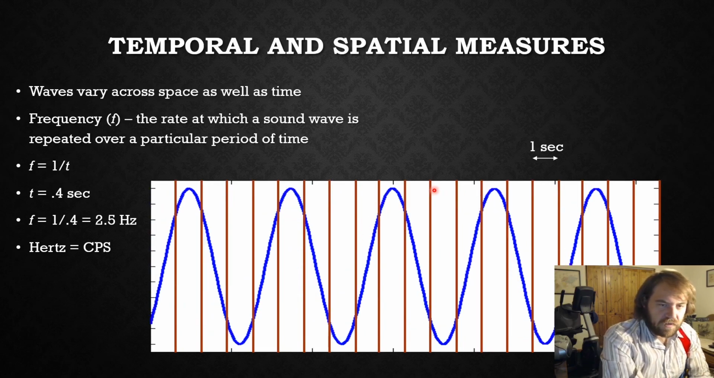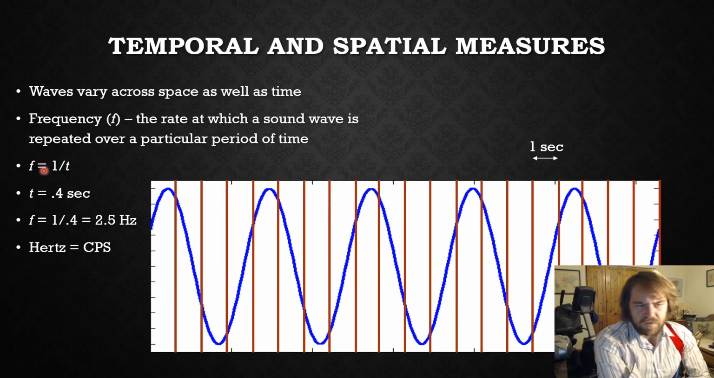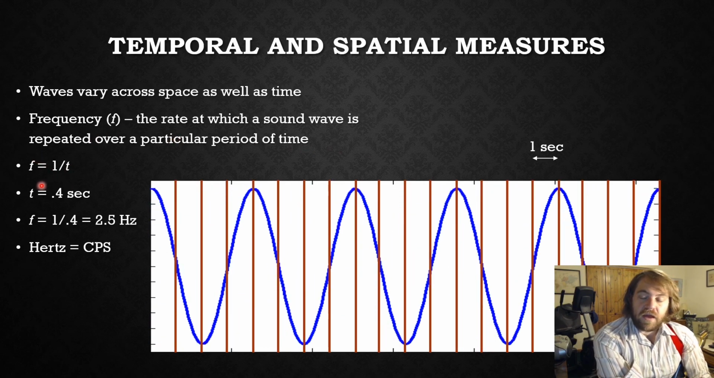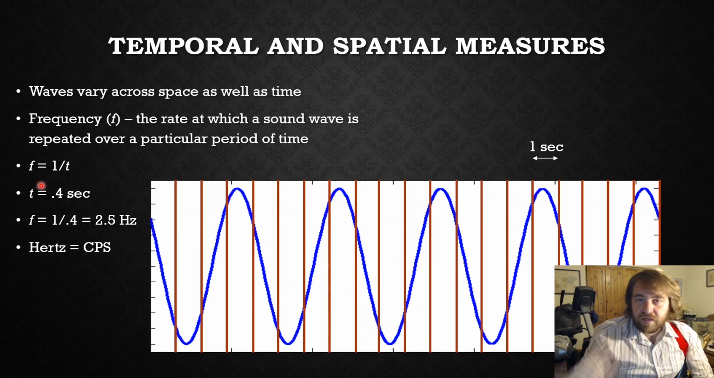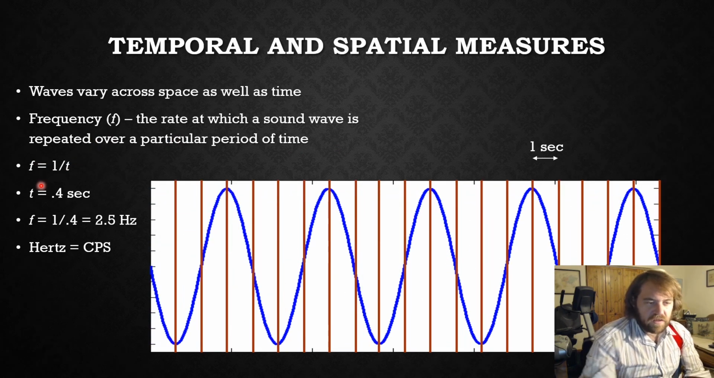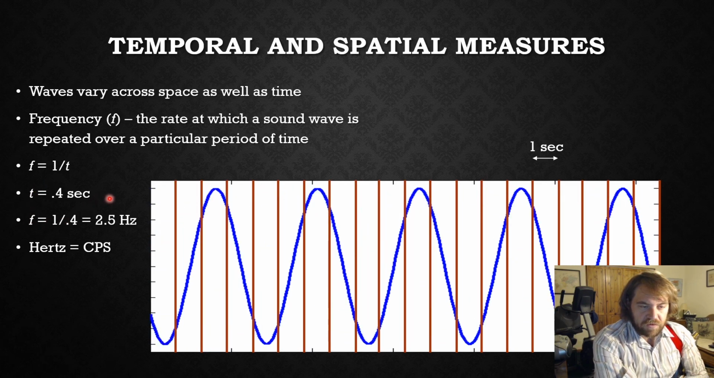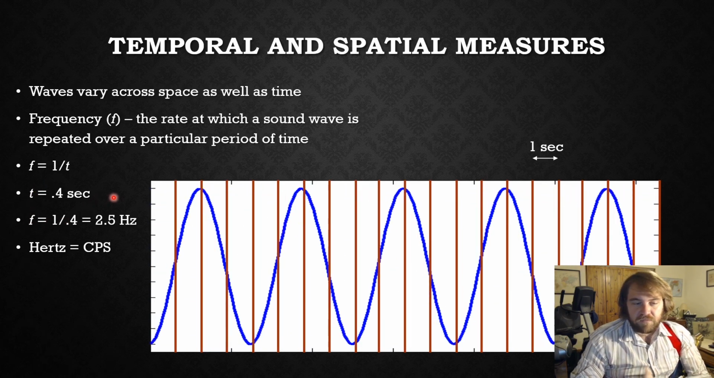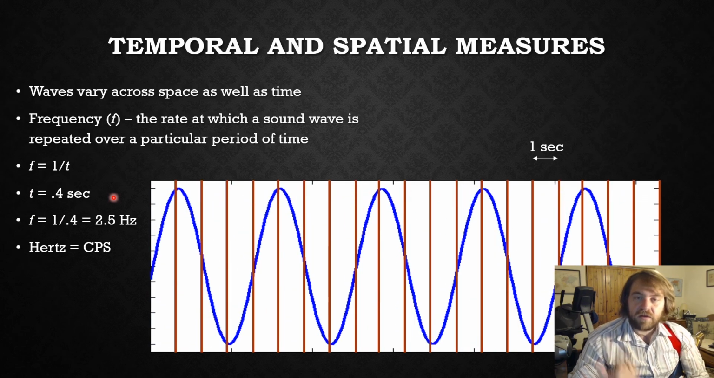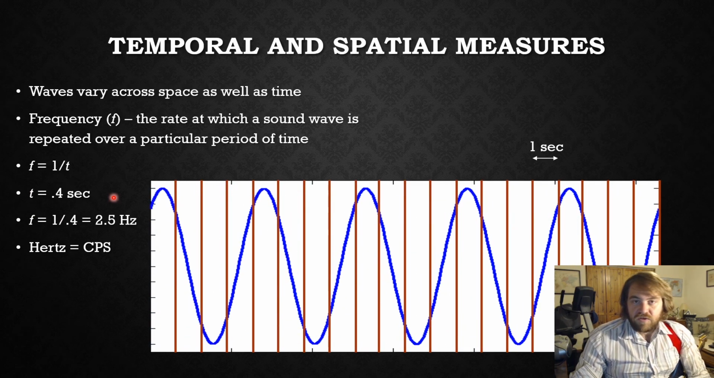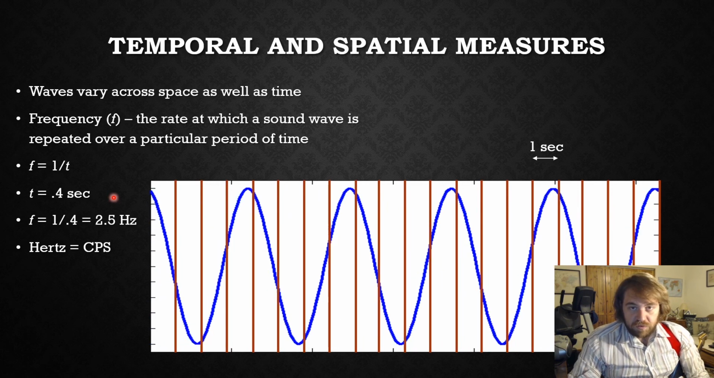All right, so if you look over here, here's our formula. Frequency equals 1 over t. Now we know that t is 0.4 seconds. The cycle time is 0.4 seconds. So we put that into our formula. Frequency equals 1 over 0.4. And then you just do the math. Frequency equals 2.5 hertz. Hertz is just the measurement for cycles per second.